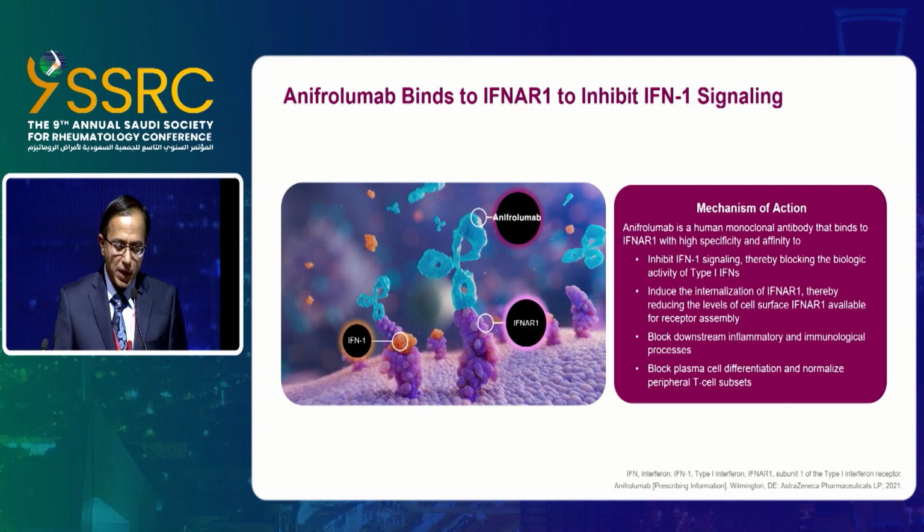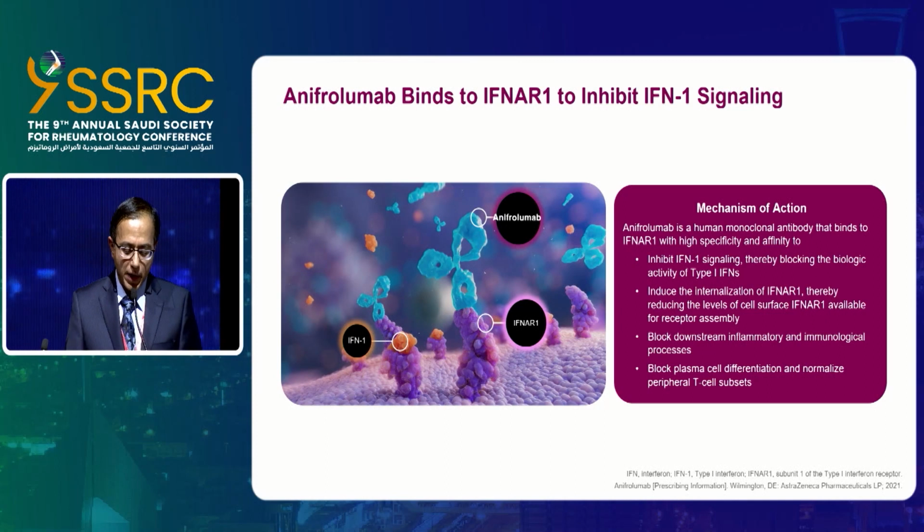In terms of the interferon type 1 blockade, as you know, interferon type 1 has 5 different subtypes: alpha, beta, epsilon, kappa, and omega. So anifrolumab is the molecule which is a pan type 1 interferon blockade. It is a monoclonal antibody that blocks all the 5 different subtypes of type 1 interferon.